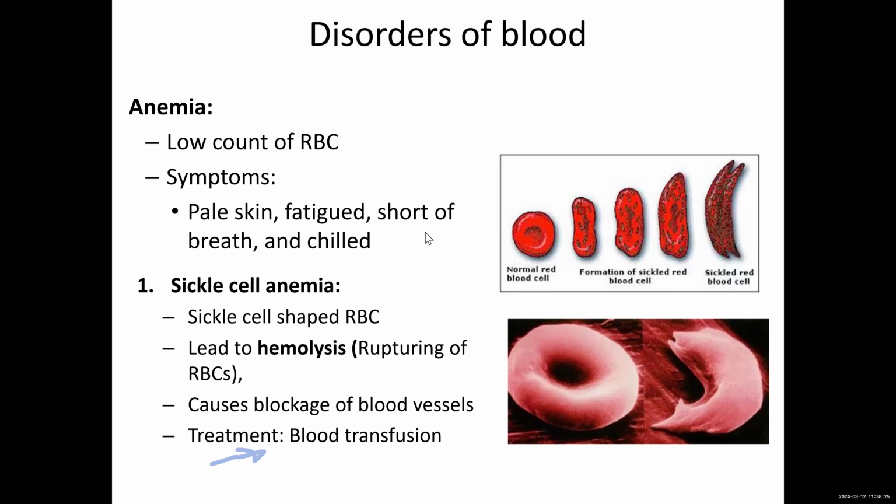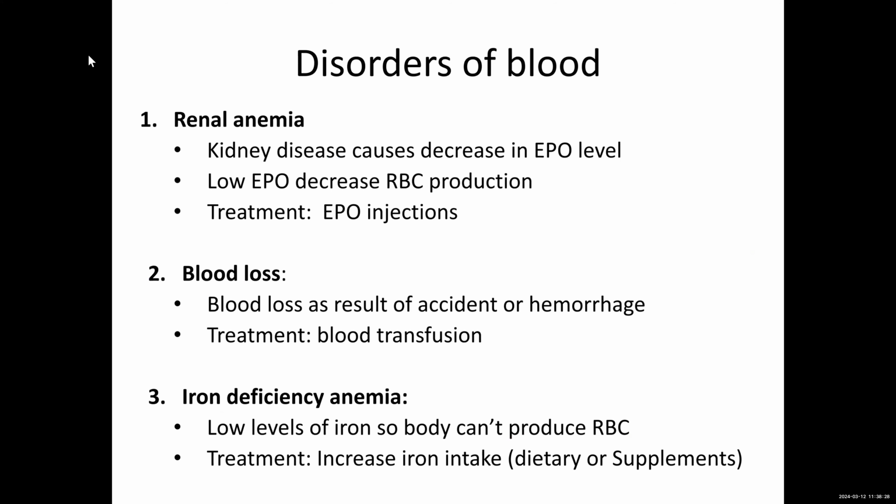So this is one type of anemia, but we have several anemias. Here, for example, renal anemia, when kidney disease causes a decrease in the erythropoietin level, EPO, and we know that EPO is needed to stimulate production of red blood cells. So if the kidney does not synthesize enough of this hormone, then low EPO decreases production of red blood cells, and treatment is injection of erythropoietin.